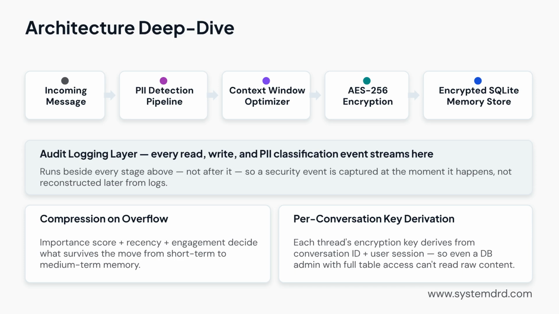Compression on overflow uses 3 signals: an importance score, recency, and engagement, to decide what survives the move from short-term to medium-term memory. And key derivation is per conversation. The encryption key for any given thread is derived from that thread's ID combined with the user's session, not from one master key shared across your whole database. That single decision limits the blast radius of a leaked key to 1 conversation instead of your entire user base.